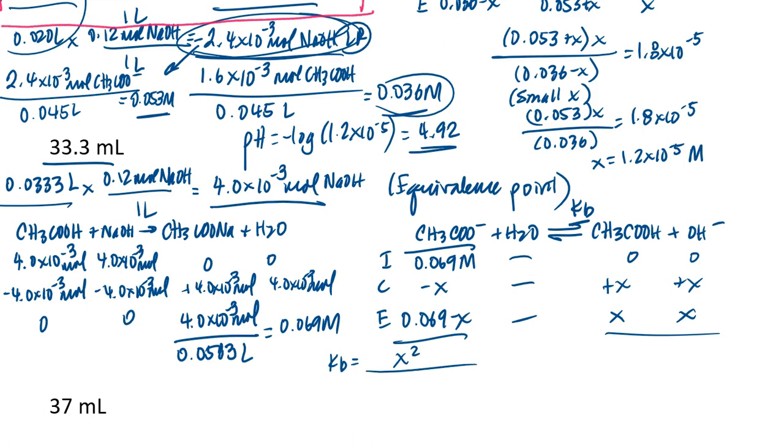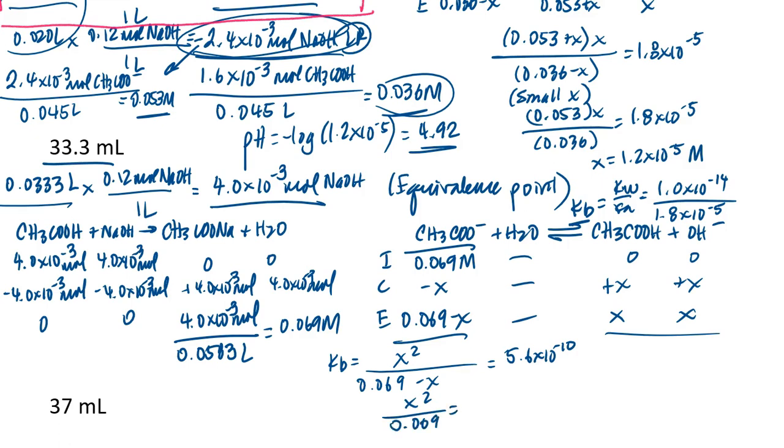That would be X squared over 0.069 minus X. And this has to equal my value of Kb. But remember that Kb is going to be Kw divided by Ka, which would be 1.0 times 10 to the negative 14th, divided by Ka for acetic acid, which was given in the problem as 1.8 times 10 to the negative 5th. If I do that math, I would be setting this equal to 5.6 times 10 to the negative 10th. And so, again, making our assumption that X is small, then I would get X squared over 0.069.